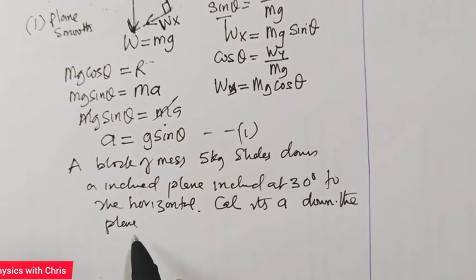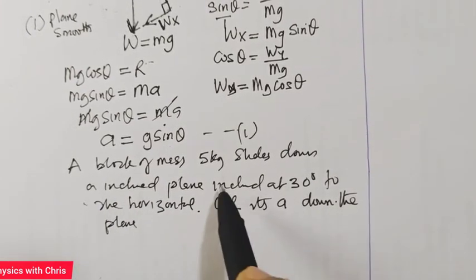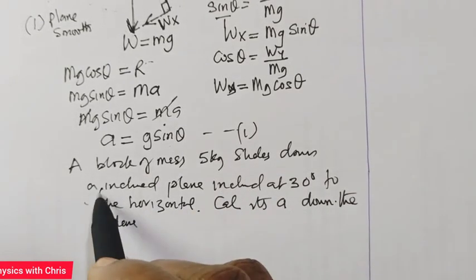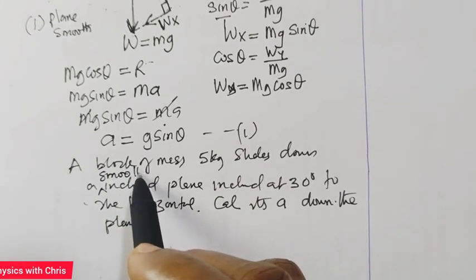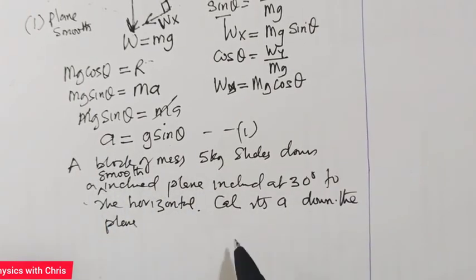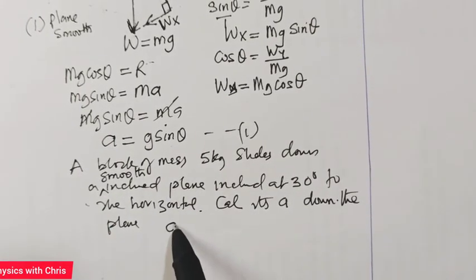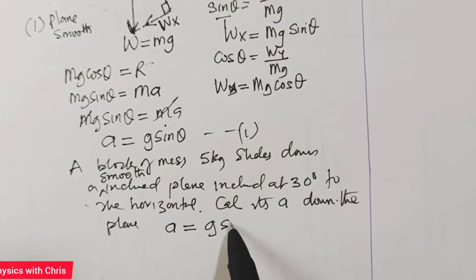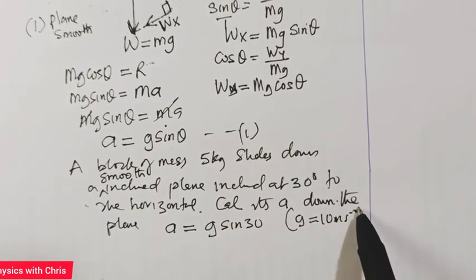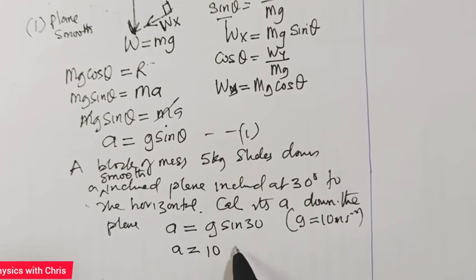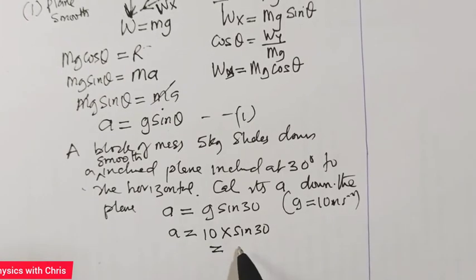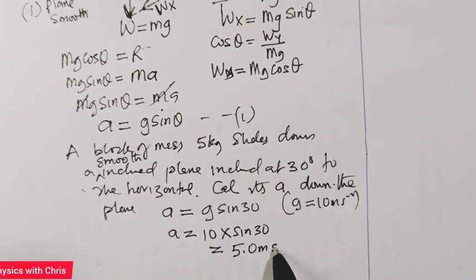Since the plane is smooth, I would have to use the words smooth inclined plane, very smooth. That means this equation 1 applies, no frictional force acting. The acceleration of the block is g sine theta, and if g is taken as 10 meters per second squared, the acceleration is 10 times sine 30. That is 10 times 0.5, which is 5 meters per second squared.